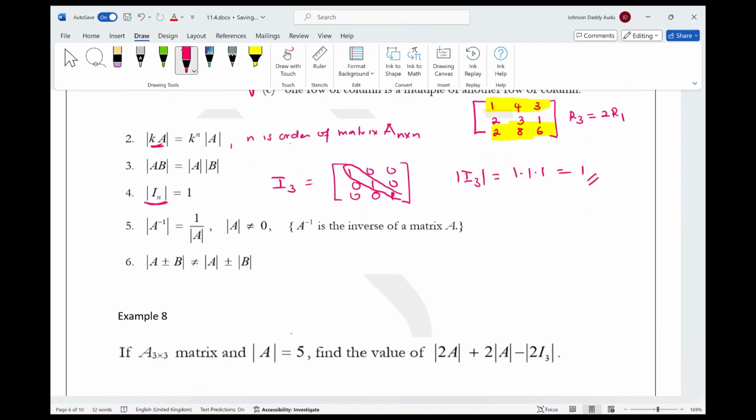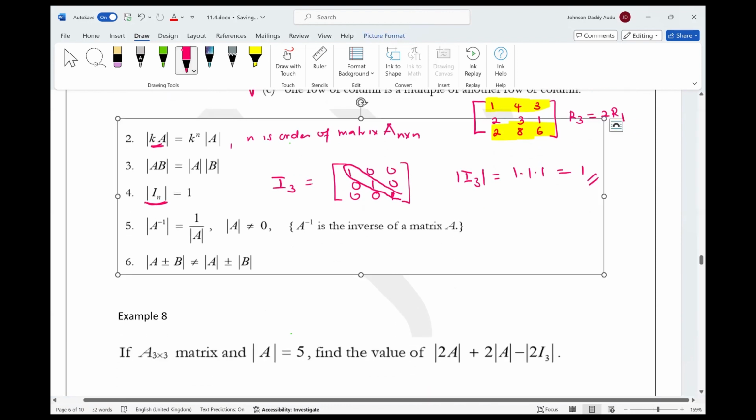And these are another two properties. The determinant of A inverse is just 1 over the determinant of A. And then you also have this property: the determinant of A plus B is not the determinant of A plus the determinant of B. All right.